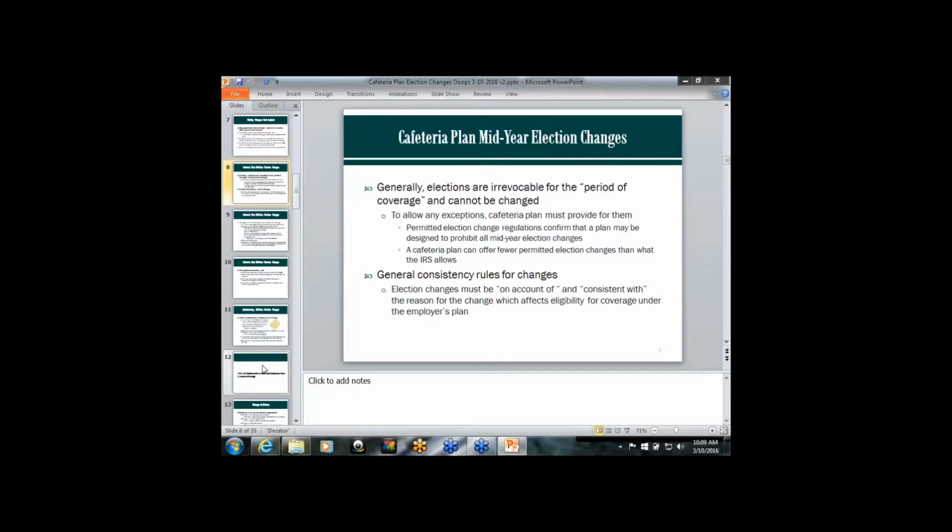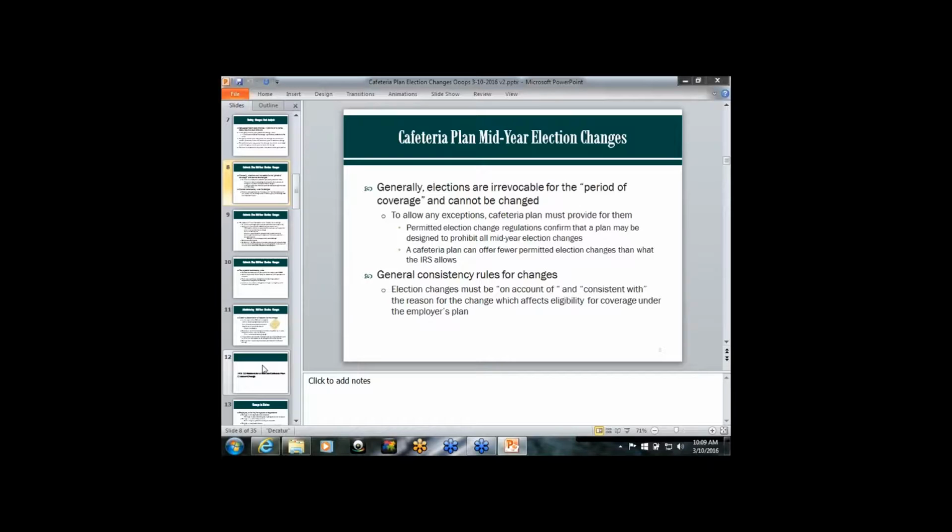Section 125 does not require the employer to permit these elections. It's completely arbitrary on your part. You can allow all of the IRS elections, you can allow some of them, and you can say, I don't want to allow any of the election changes. The IRS has now 16 reasons, and again, we're going to go over most of them.